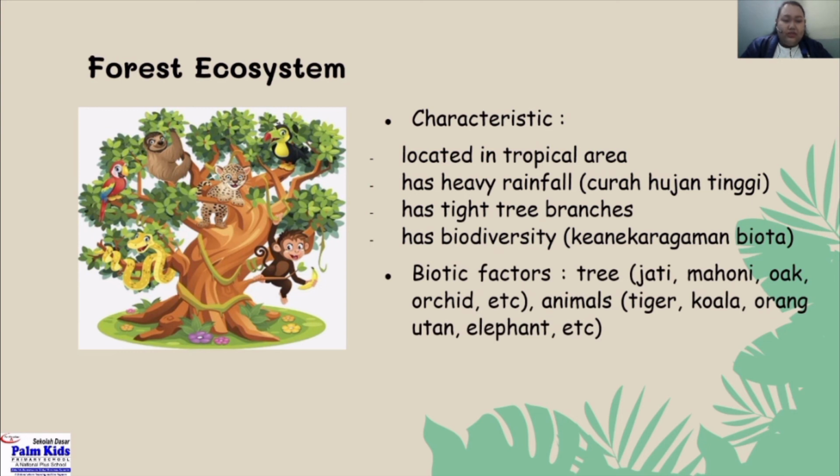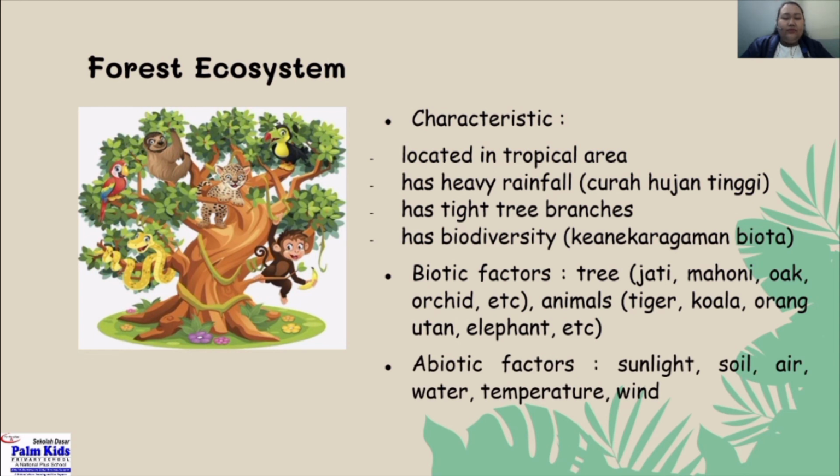Biotic factors like plants are heterogen trees like jati, mahoni, oak, orchid, and others. And animals are tiger, koala, orangutan, elephant, monkey, and others. Abiotic factors are sunlight, soil, air, water, temperature, wind, rocks, and others.